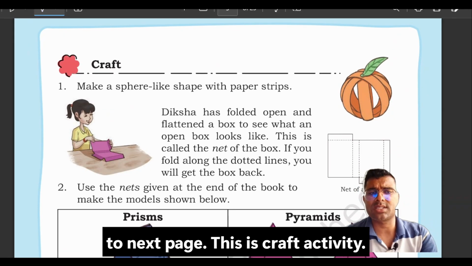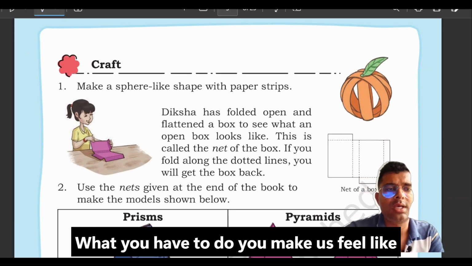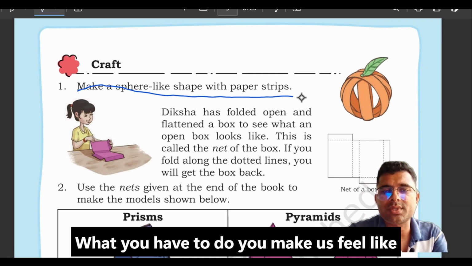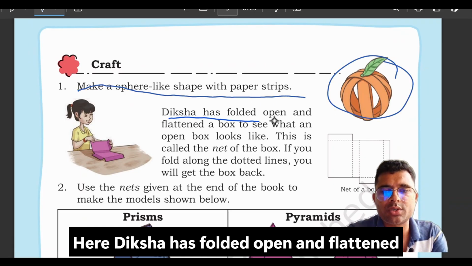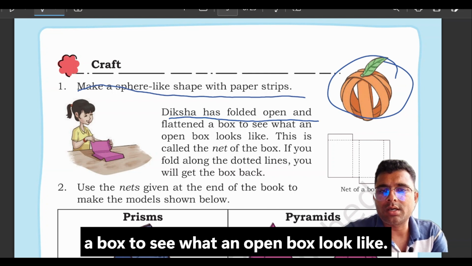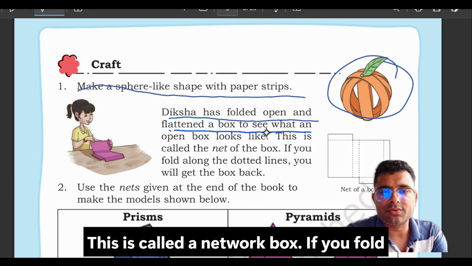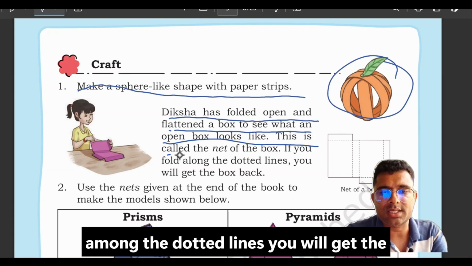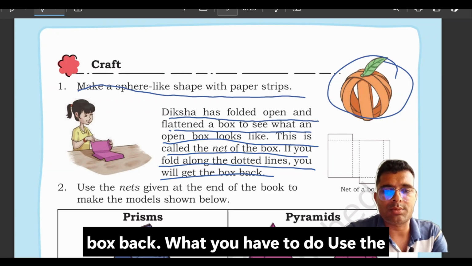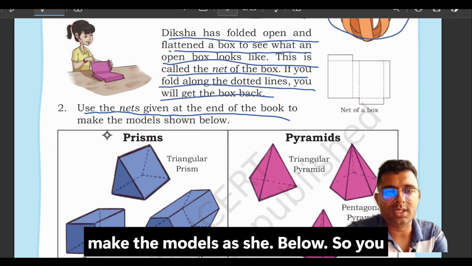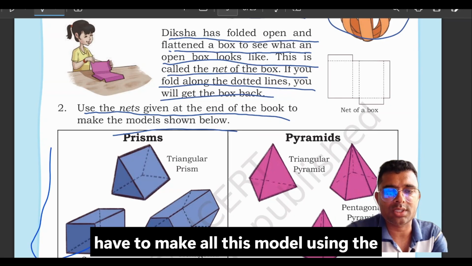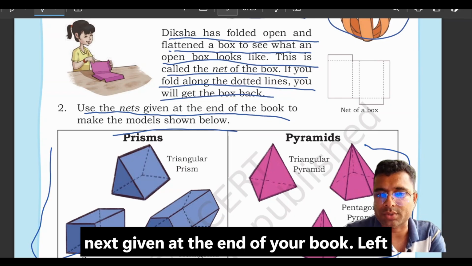Come to the next page. This is a craft activity. What you have to do is make a sphere-like shape with a paper strip, like she has made here. Diksha has folded open and flattened a box to see what an open box looks like. This is called a net of a box. If you fold along the dotted lines, you will get the box back. What you have to do is use the nets given at the end of your book to make the models as shown below. So you have to make all these models using the nets given at the end of your book.